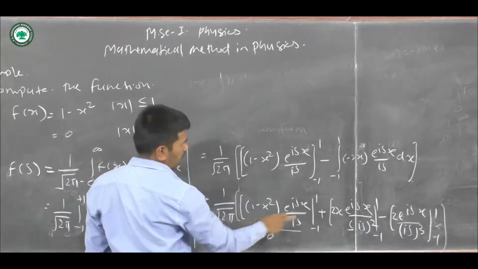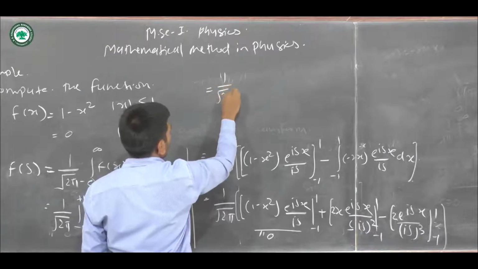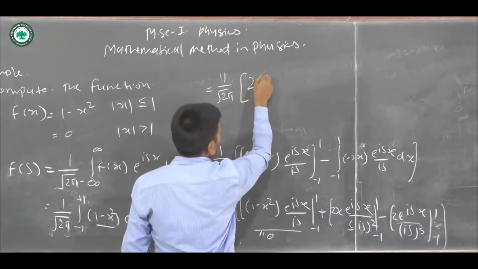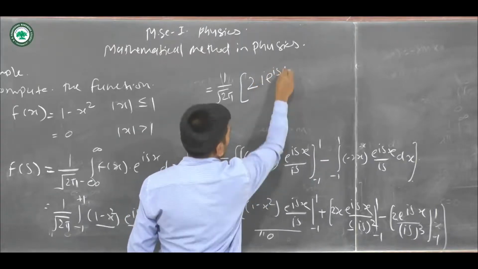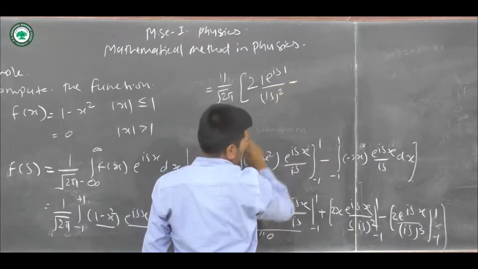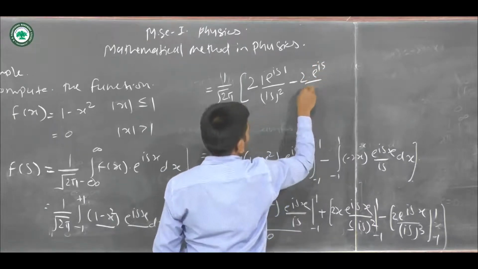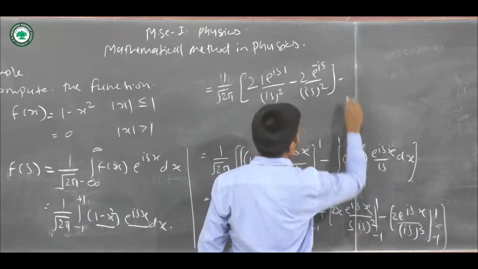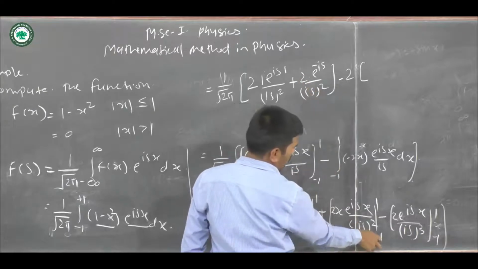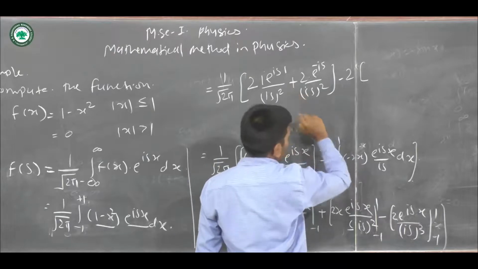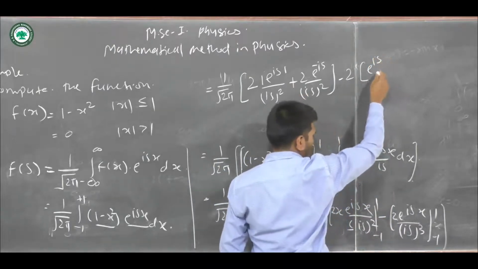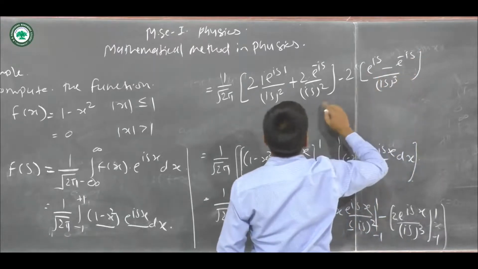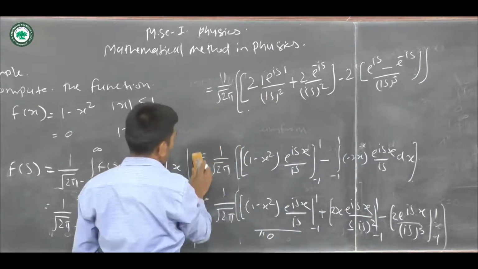Now for the second term, if I apply the limits, then it is 1 over under root 2 pi. Taking the 2 as common, e raised to is minus 2 into e raised to minus is. Here it is also the same: minus minus becomes plus, because we apply the lower limit for this second term, so it is plus sign, and minus 2 e raised to is minus e raised to minus is, divided by (is) cube. This is after substituting the limit.